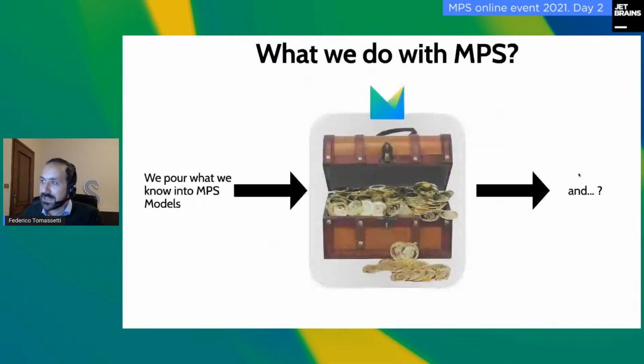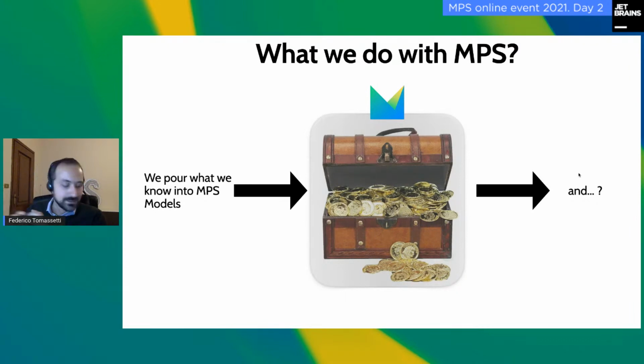Okay, this is a bit abstract, of course. So let's try to understand why this is related to MPS. Well, I think this is related to MPS because basically we use MPS to capture knowledge and store it in MPS models. Then when this knowledge is captured into models, we refine it, we improve it, it evolves over time. But this knowledge remains trapped in MPS, and I think this is limiting.